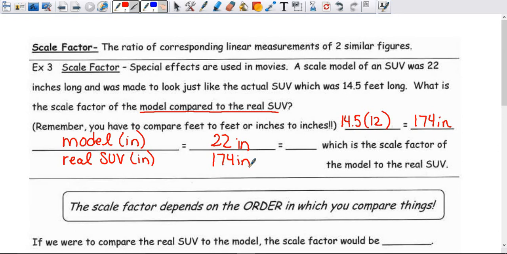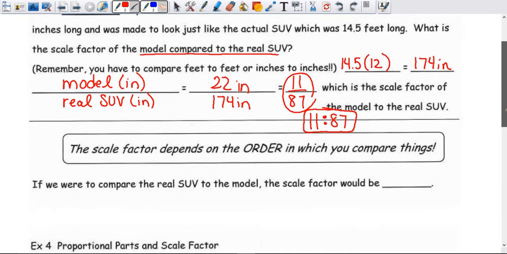You always will want to simplify your fractions, and your calculator will do that for you. If you type in 22 divided by 174, and then math, enter, we get the simplified fraction, and you get 11 over 87. All right? So that is the scale factor of the model to the real SUV. You may also see this written as 11:87, okay? They can write a scale factor like that as well.